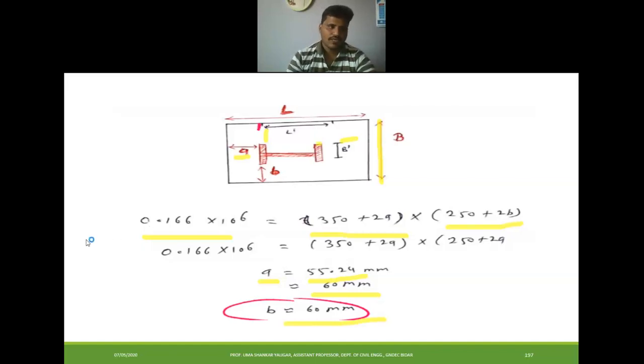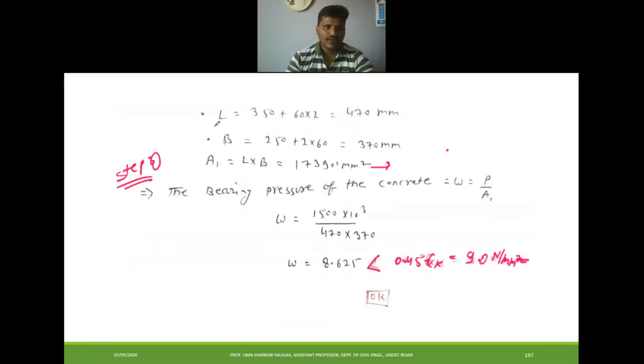Now you can calculate the size of the plate, because you have calculated A and B. Therefore your length is equal to 350 plus 2A, it will be 470 mm. Similarly, the breadth of the plate is 250 plus 2A, it is 370 mm. Therefore, the total area of the plate is L into B, that is 17390 mm square.